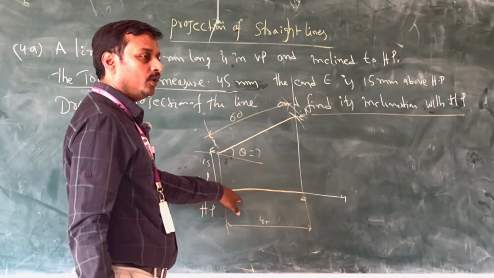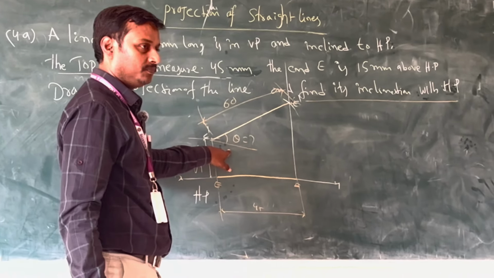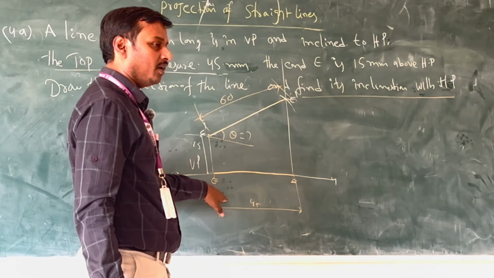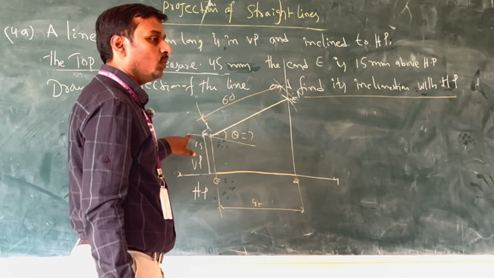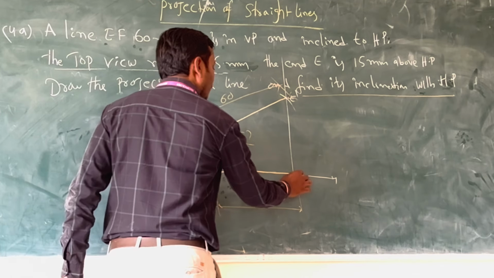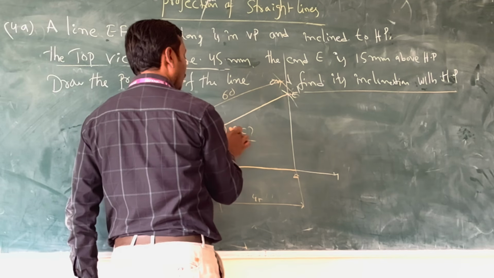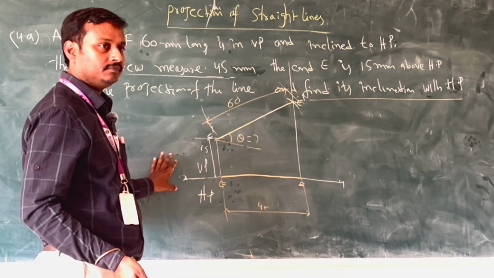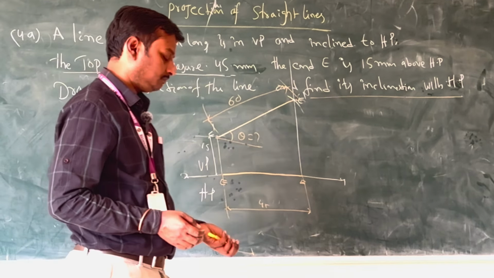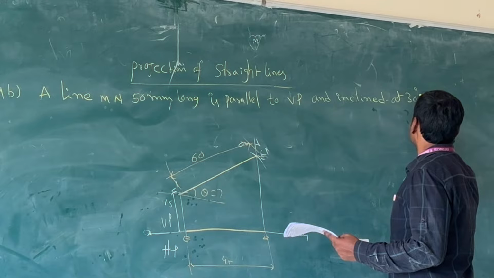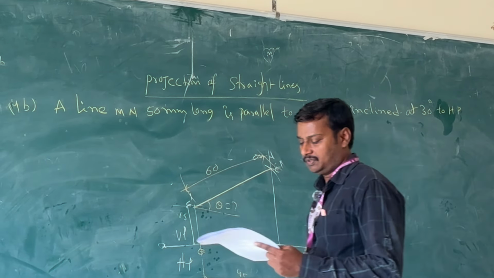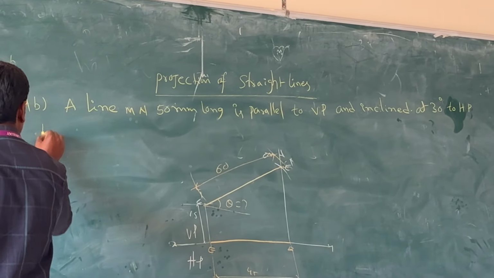The line is inclined to HP. On top view it is 45 mm. One end is above HP 25 mm. Now the other end is projected here, then an arc here. We get the angle with HP. Do it quickly: 30 degrees to HP.